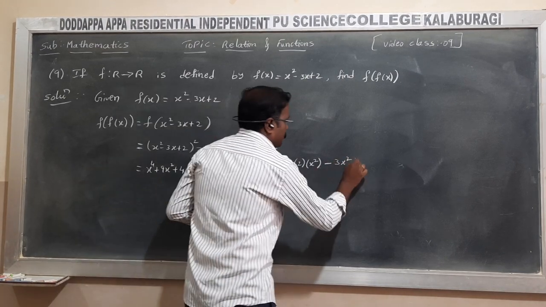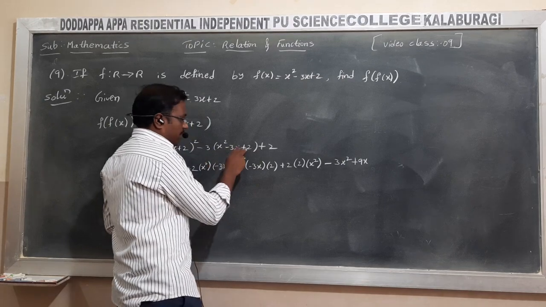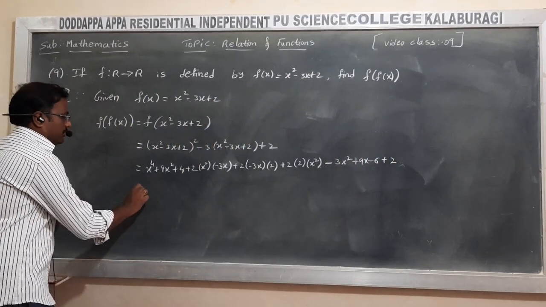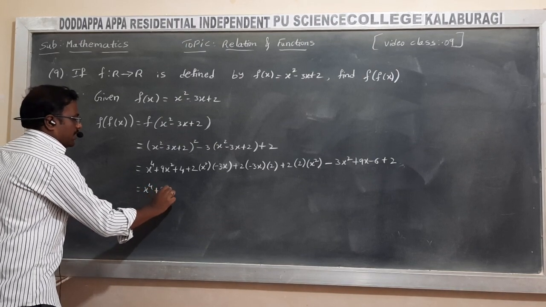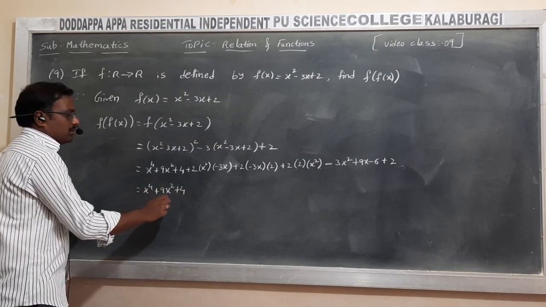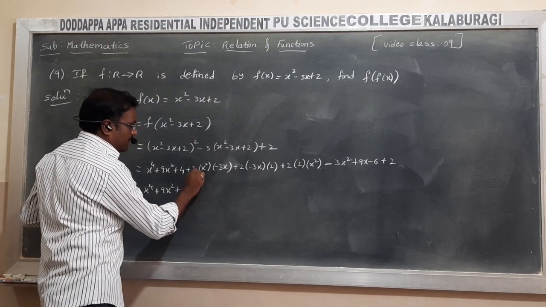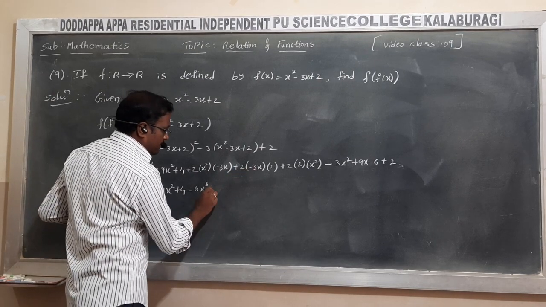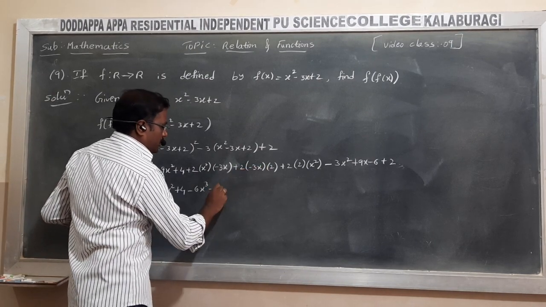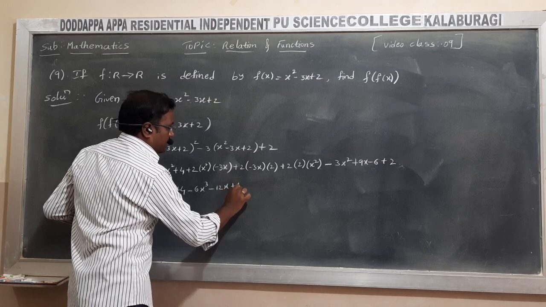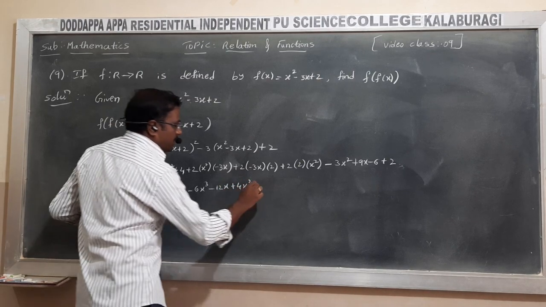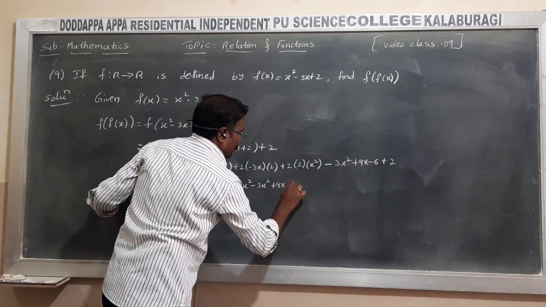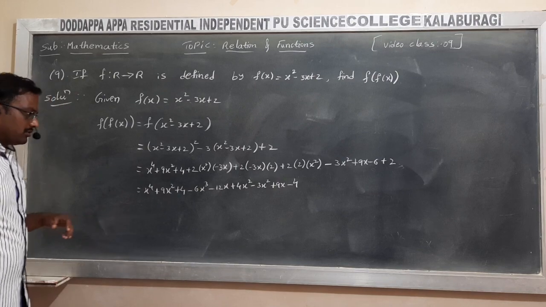Next, minus 3x square. Minus into minus is plus 9x, minus into plus is minus 6, plus 2 as it is. Okay, x raised to 4, 9x square, plus 4, plus into minus is minus 6x cube, plus into minus is minus 6x times 2, that is 12x, plus 4x square, minus 3x square, plus 9x, minus 6 plus 2 is minus 4.